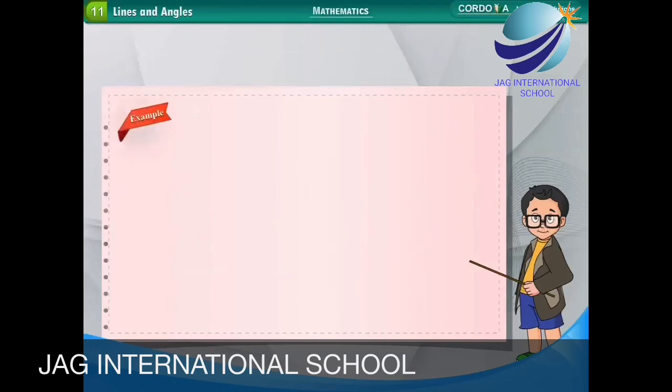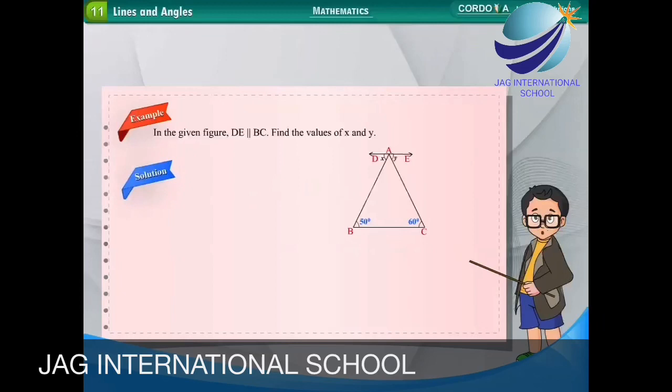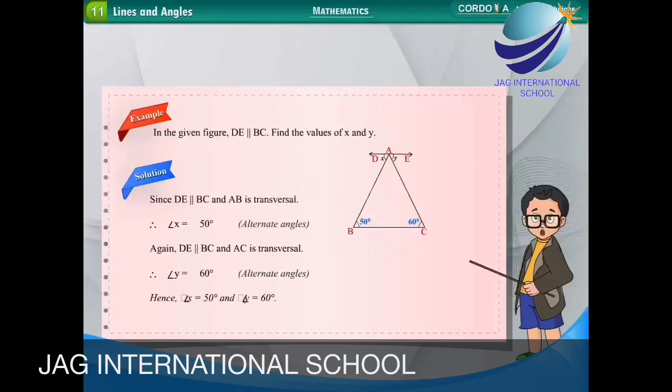Example: in the given figure, DE is parallel to BC, find the values of x and y. Solution: since DE is parallel to BC and AB is transversal, therefore angle x is equal to 50 degrees. Alternate angles. Again, DE is parallel to BC and AC is transversal. Therefore, angle y is equal to 60 degrees. Alternate angles. Hence, angle x is equal to 50 degrees and angle y is equal to 60 degrees.